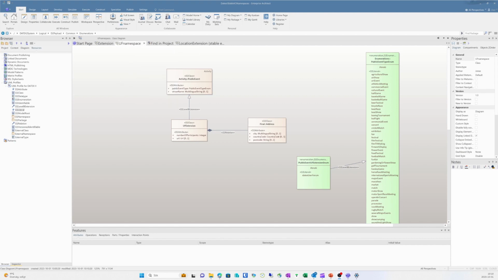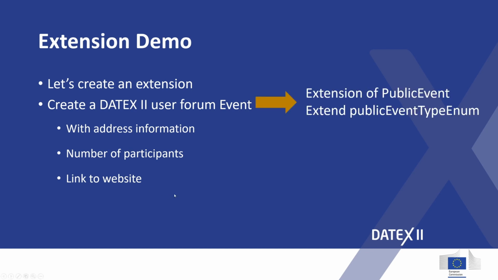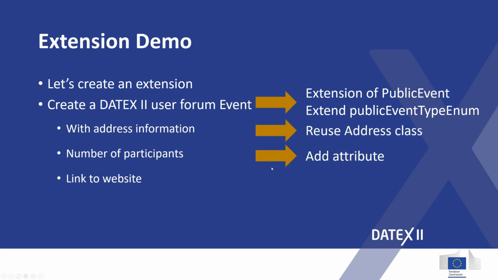We can switch back to the PowerPoint and see if we got everything that we should. We create an extension of public event. We extend the public event type enum, yes. We use the address class. We added an attribute. And we had a link to a website. Yeah, we reuse the URL data type. Yes, I think we have everything.